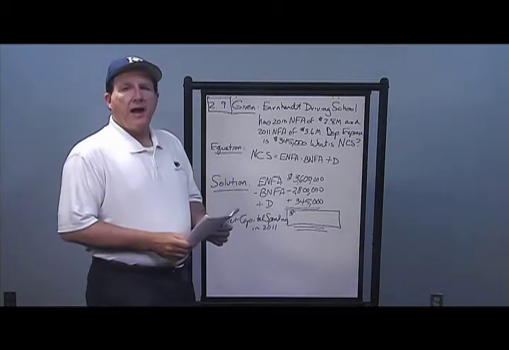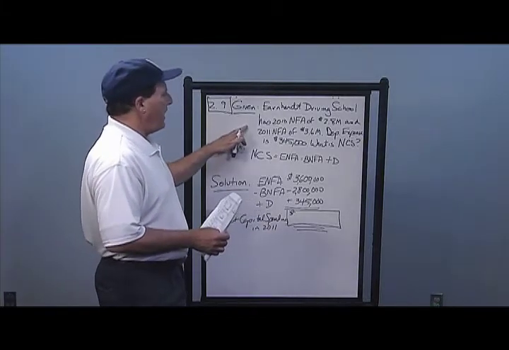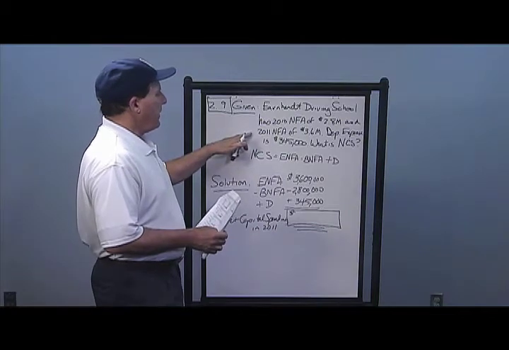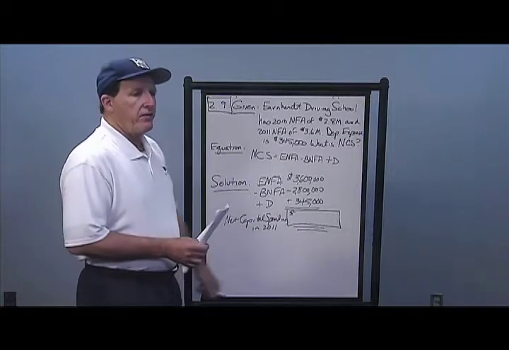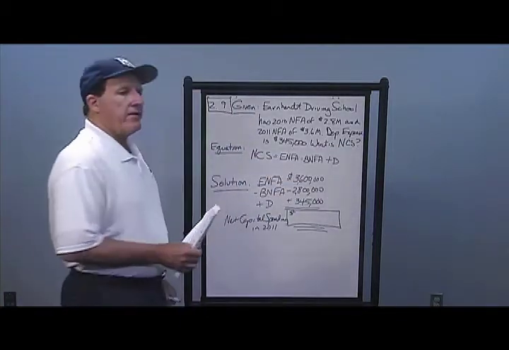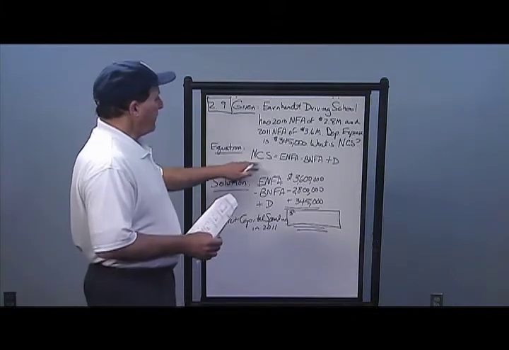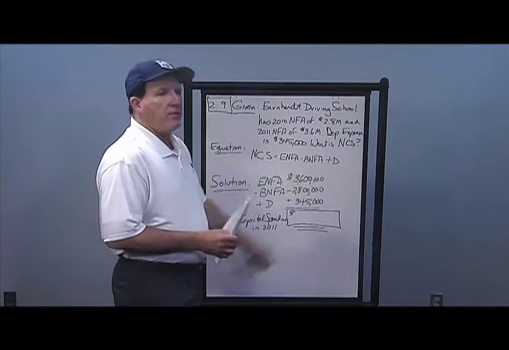In problem number 9, we have Earnhardt Driving School with 2010 net fixed assets of $2.8 million and 2011 net fixed assets of $3.6 million. Depreciation expense is $345,000. What is their net capital spending? That is what's given. The equation is net capital spending equals ending net fixed assets minus beginning net fixed assets, and then we gross them up using depreciation.